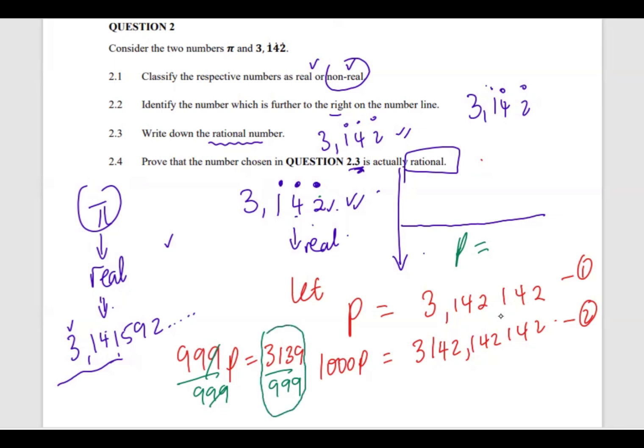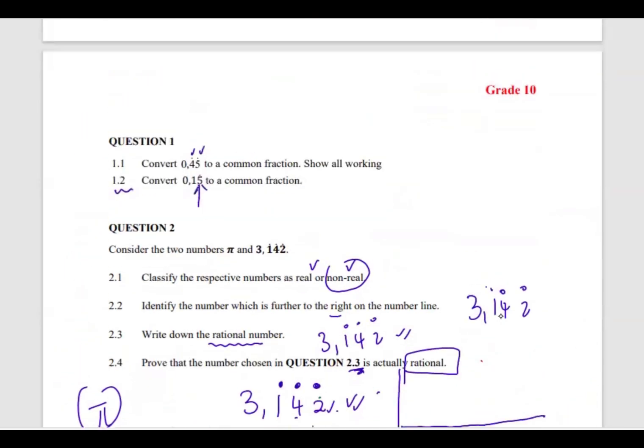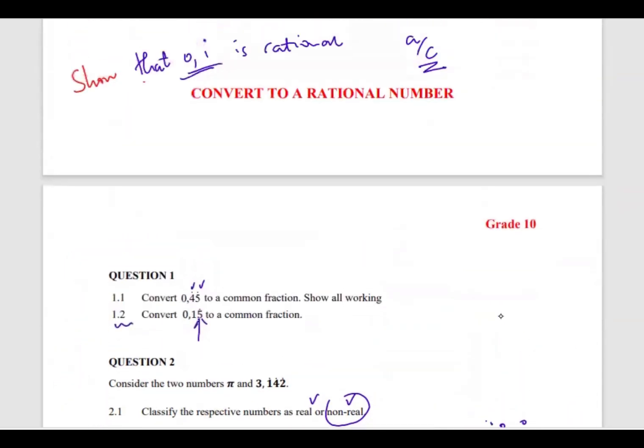When you punch that in the calculator, you should be able to get 3.142142 and so on and so forth. So guys, that is how we express numbers as rational. That's how we convert fractions that are recurring into common fractions.